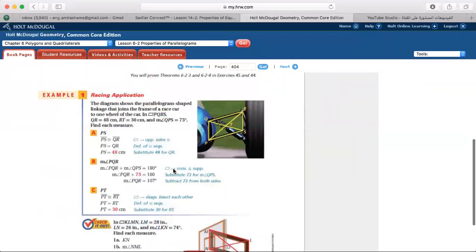Okay. If I have here a racing application, the diagram shows the parallelogram-shaped linkage that joins the frame of a race. I have here a parallelogram PQRS. What is given here? Given here that QR is 48. Let me write it on the picture so it will be easier. QR is 48.